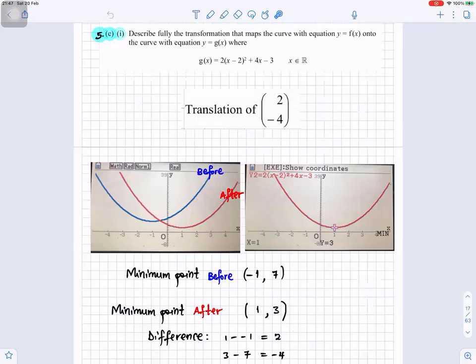That is what it has been translated by. So it's translated by 2 for the x and minus 4 for the y. So 2 to the right and minus 4 down. So the minimum point has translated 2 to the right and 4 down. That's what that means for the new graph. And you can see the minimum point there, 1, 3 for the new one.